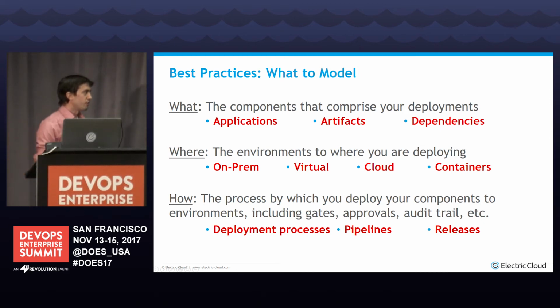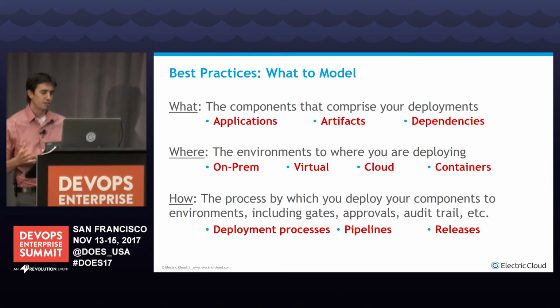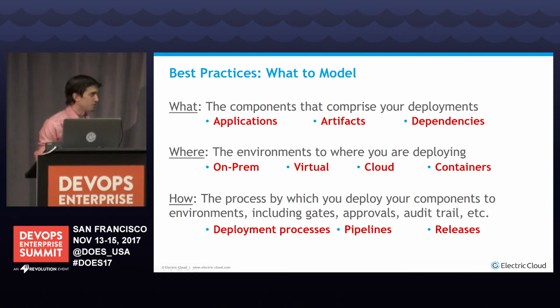The where is where are you trying to deploy? Not just like to dev or prod, but what does that mean to deploy to dev or QA or whatever. You might have physical machines, you might have virtual machines, on-prem, in the cloud, containers. There's a million different places you can deploy to. You might have a hybrid environment of all of that.